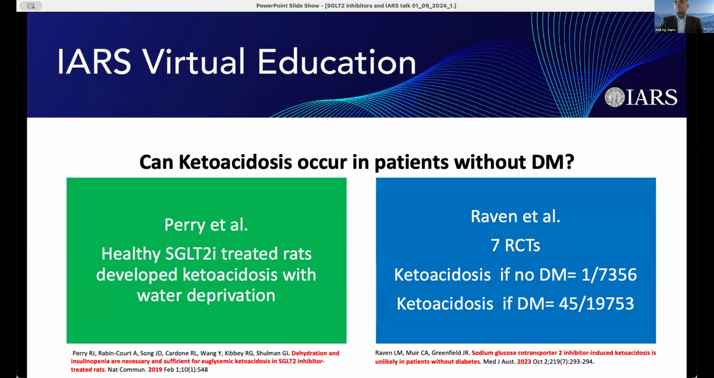On the other hand, Raven et al. looked at the CVOT, or cardiovascular outcome trials, and did a meta-analysis, and they looked at how many patients developed ketoacidosis if there's no diabetes, and there was only one patient. So time will tell if this ketoacidosis can occur, and then what we should do for these patients. Next slide, please.